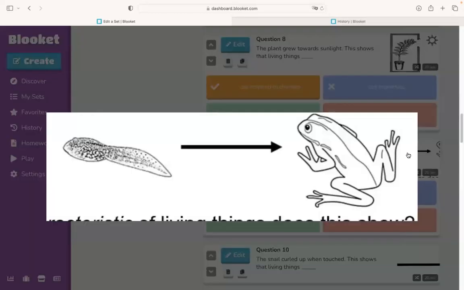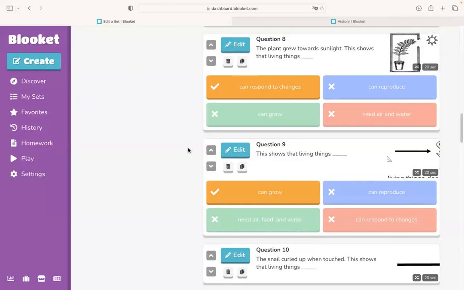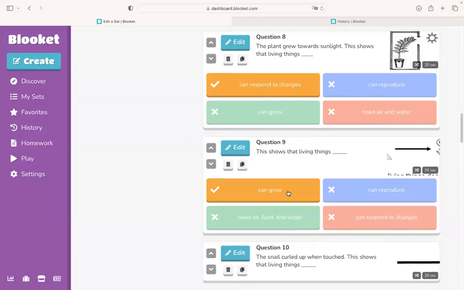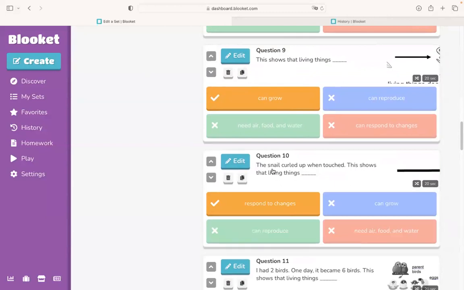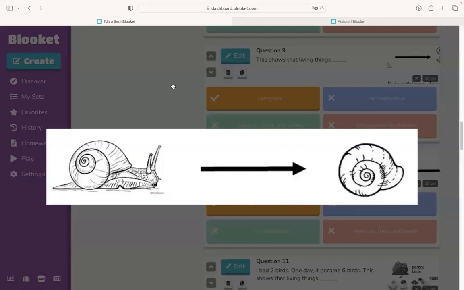Question 9. Same as previous questions. From a tadpole to the frog, it shows that it can grow. Same also, the snail curls up when touched. This shows that living things respond to changes. I won't say it's curl up, but I will say that the snail hides inside the shell. So the question is a bit wrong. The snail actually hides inside the shell to respond to changes.